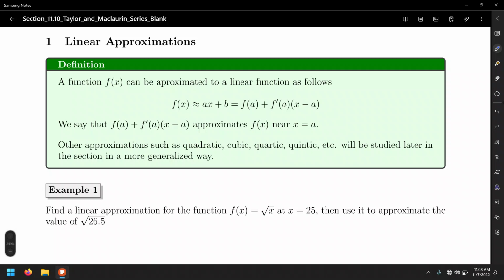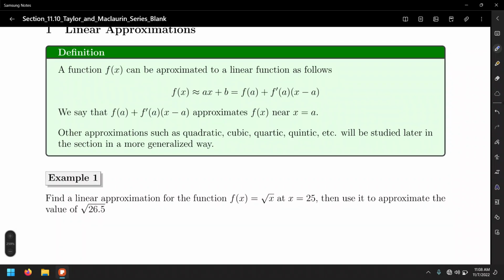it: e to the x, sine x, cosine x, square root of x, cube root of x, 1 over x, ln of x, whatever function can be approximated to a linear function, and that we get by evaluating the original function plus the derivative of the function times x minus the center value at which we find that linear approximation.